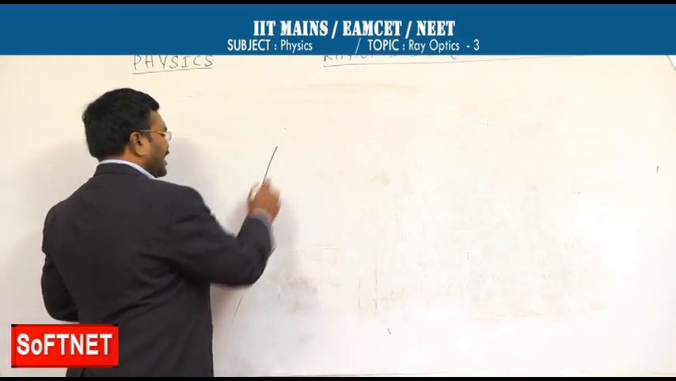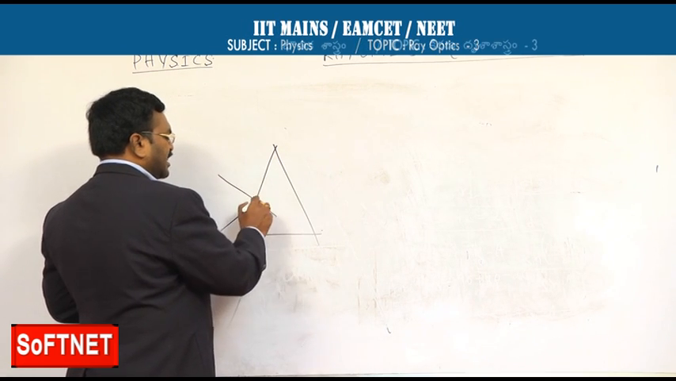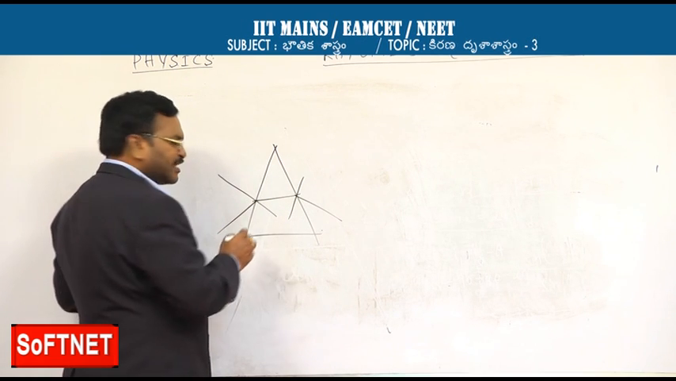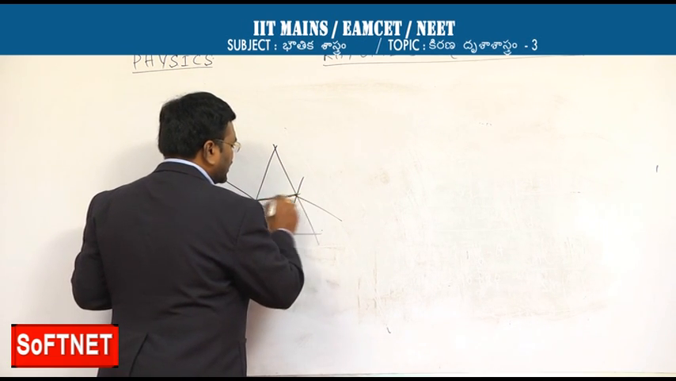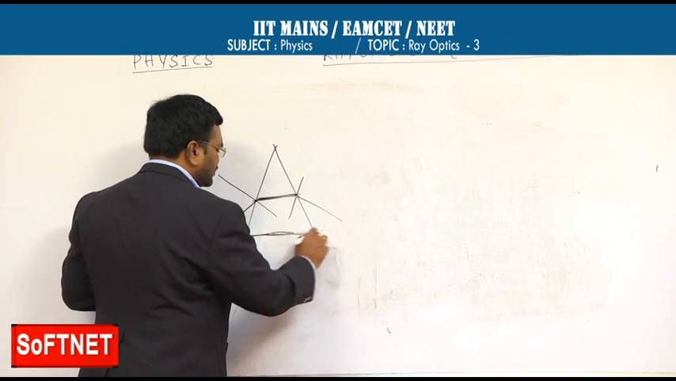On that time, at minimum deviation, I1 and I2 are the same and R1 and R2 are also the same. That's why the light ray passing through the prism is parallel to the base.